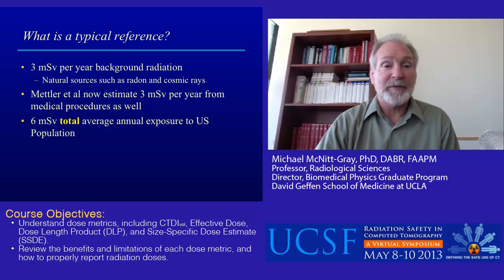What's a typical reference? About 3 millisieverts per year from background radiation across the United States. That's from natural sources such as radon and cosmic rays. Mettler et al. now estimate about 3 millisieverts per year from medical procedures as well. So in the United States, an average annual exposure for the entire population is about 6 millisieverts total: 3 from background, about 3 millisieverts from medical procedures.